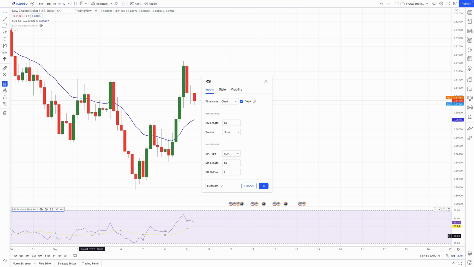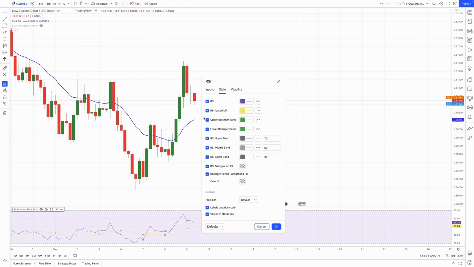They pretty much give you the option to put a moving average on anything, including a moving average on our moving average. So I like to start by turning these off. I don't need this RSI based MA here. I also don't need these bands. I'm not using those at the moment. So I can turn all those off, and we're just going to focus on the RSI, the upper band, middle band, lower band, and the background fill.